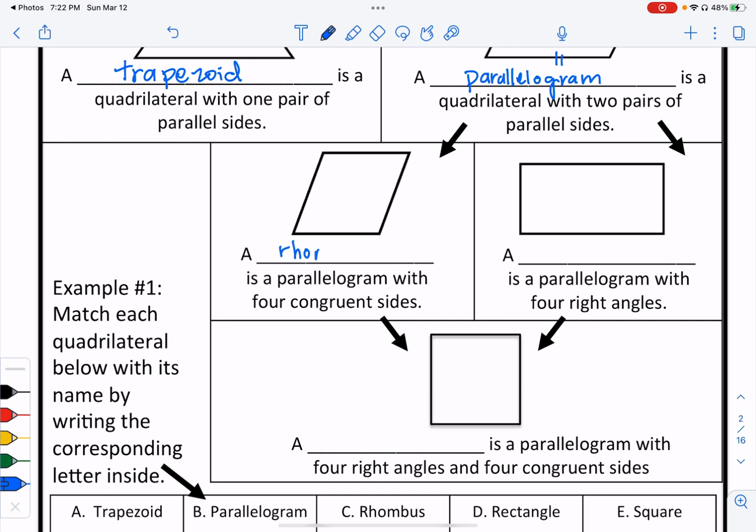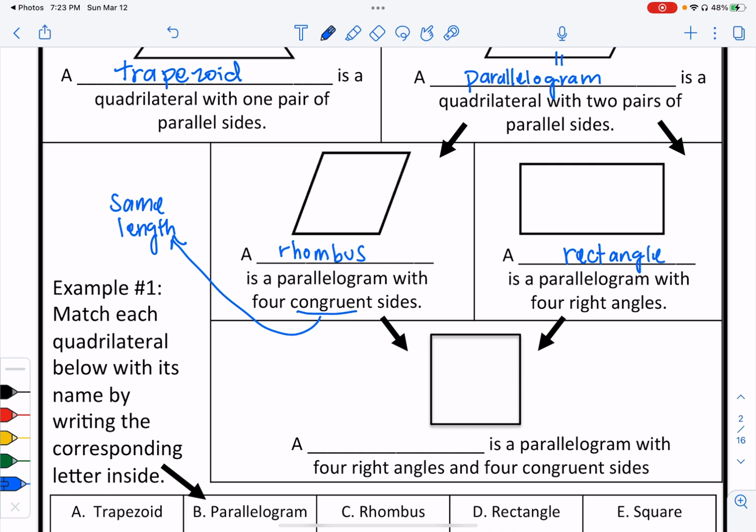A rhombus is a parallelogram with 4 congruent sides, which means the sides are the same length. Okay, so I'm going to underline over here. I'm going to put an arrow over here and put same length, which you should do as well because that is important for you to know. Congruent means same length.